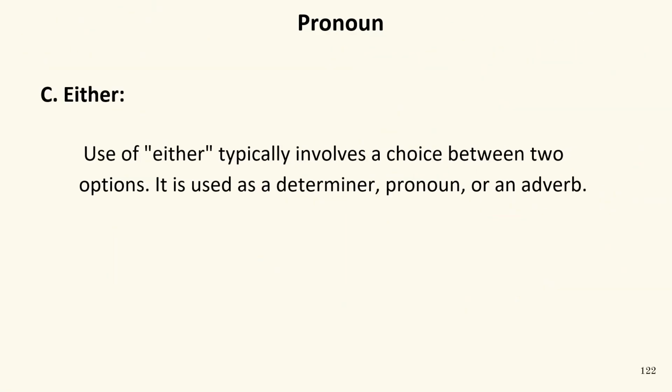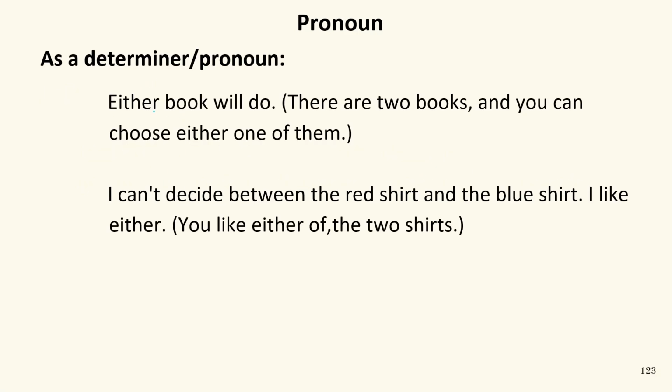Now let us discuss either. Use of either typically involves choice between two options. I have already told you. It can be used as a determiner, pronoun, or an adverb. Let us see some examples of it. Either book will do. It means we have 2 books and both the books are beneficial, so we can choose any one. So either states 2 only. There are only 2 books, but there is no preposition of. The noun is just following the word either. So here either is a determiner or an adjective. So book is a singular noun.